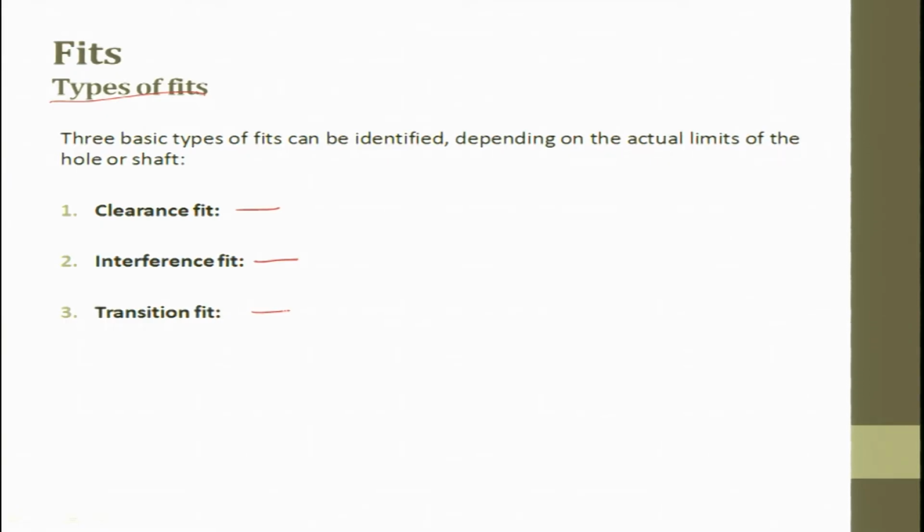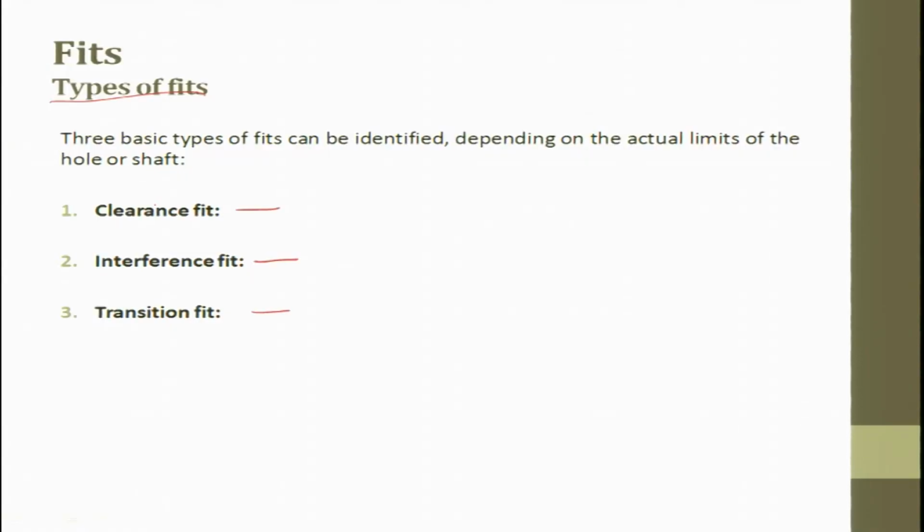Clearance. Clearance means the hole should be large, the shaft should be small, the shaft should be easily sliding inside the hole. So, naturally the hole will be larger than the shaft. So, the hole minimum size should be larger than the maximum size of the shaft. So, where do we use it? Wherever you want to have a loose fit assembly, or wherever you want just a sliding pin to locate, we always go for this clearance fit.